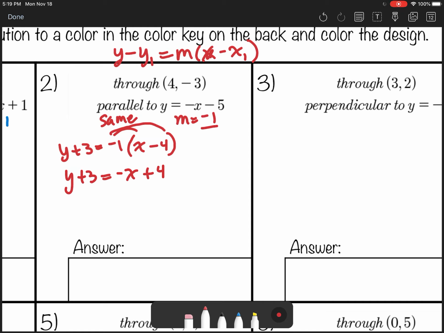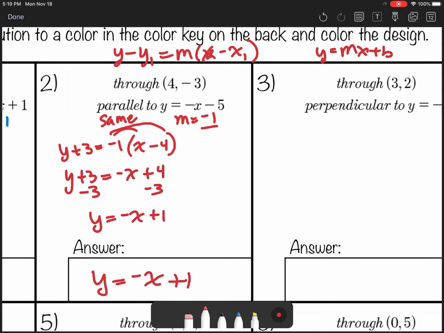Now, I'm going to put this in slope-intercept form. So I'm going to subtract 3 from both sides. So that's going to give me y is equal to, and slope-intercept form is in the form of y is equal to mx plus b. So I need to move that 3 over. I need the y by itself. So that's why I'm doing this. So then this is going to be negative x plus 1. So my equation is going to be y is equal to negative x plus 1.